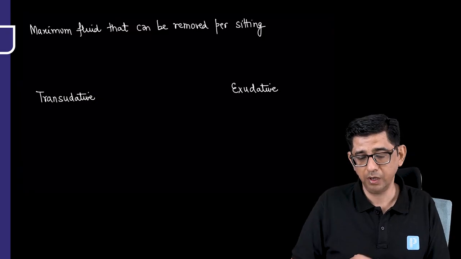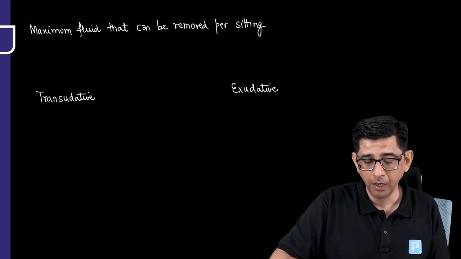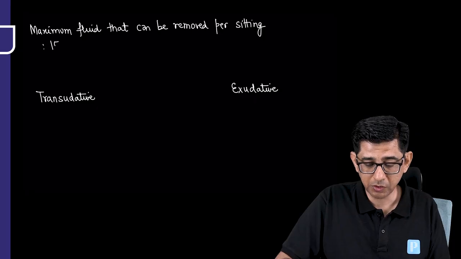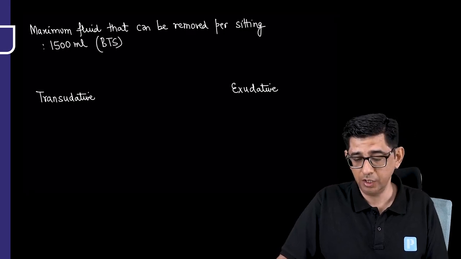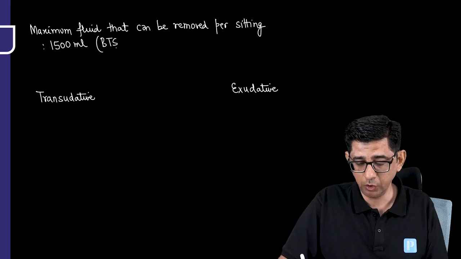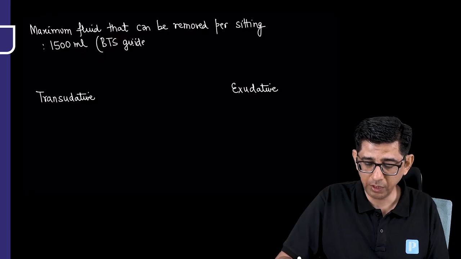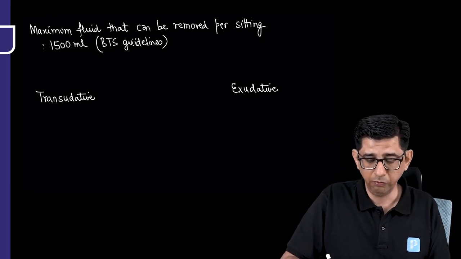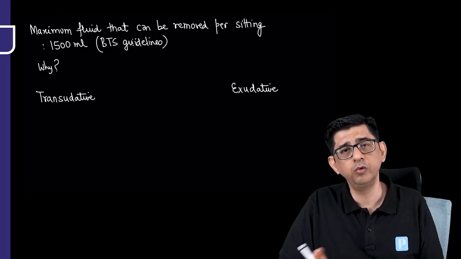And then they have asked what is the maximum amount of fluid that can be removed per sitting. Now there are different guidelines for the same, but the British Thoracic Society guidelines is what I am quoting at the moment. I'm writing BTS, that is British Thoracic Society guidelines, which say that not more than 1500 ml of fluid should be removed in a single sitting. Now the question is, why? Suppose it is 2 liters. Why can't we remove 2 liters?